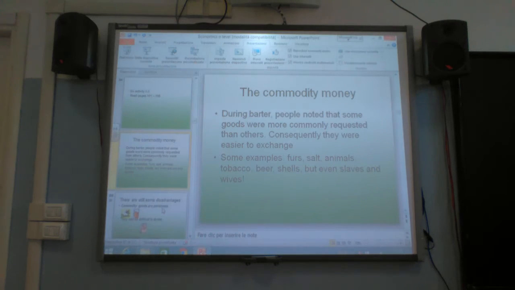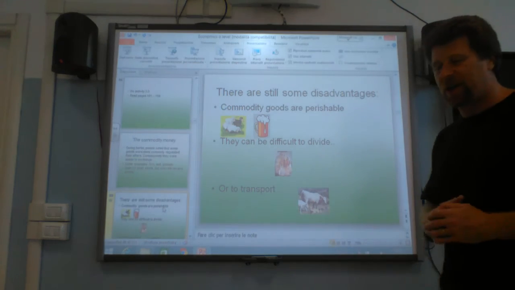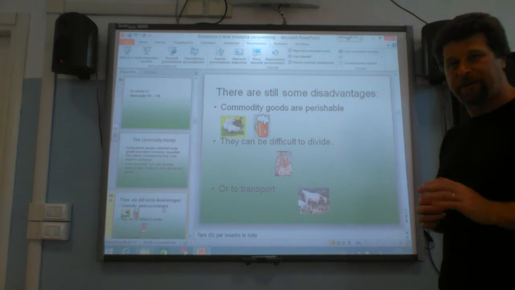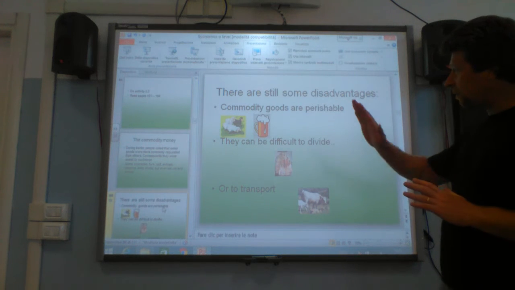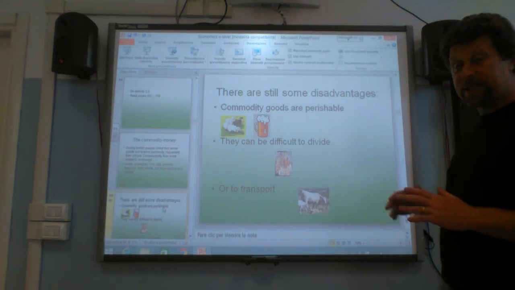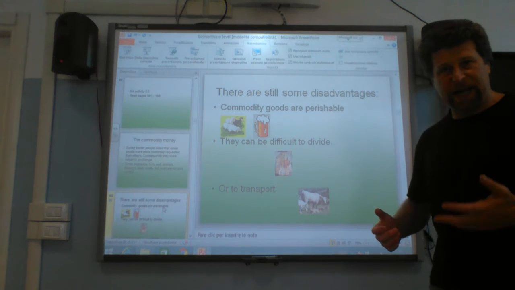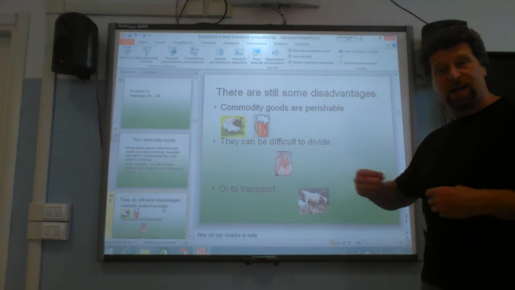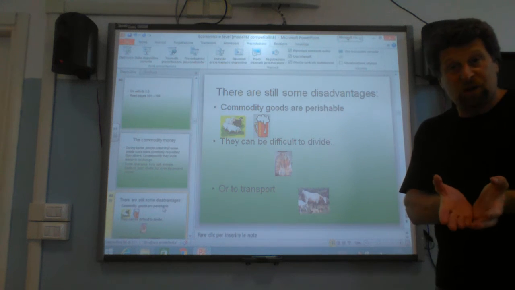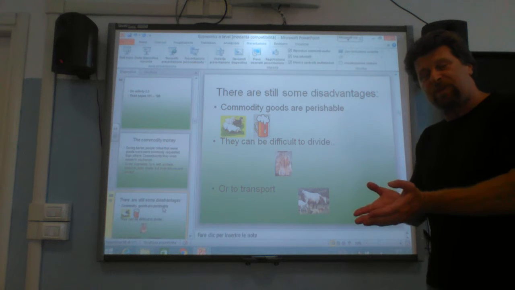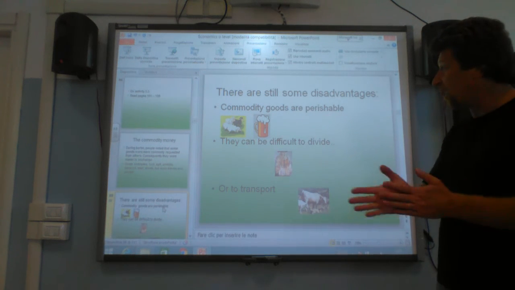But commodity money had its problems. It didn't fulfill the functions that a sophisticated money needs to fulfill. We can think about commodities can be perishable, like sheep. They can die or get ill, or beer can go off, it becomes bad. And so it's not a good means of saving. Remember, a reserve of value. It needs to be a reserve of value.